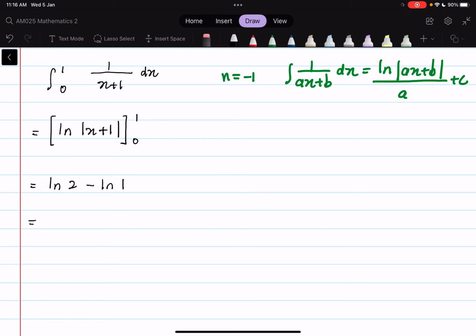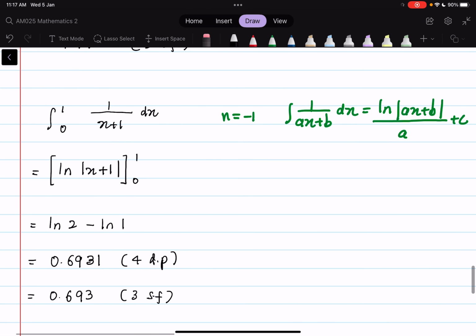So find the value in your calculator. We're going to get 0.6931, correct to 4 decimal places. And if you would like to write down your answer in 3 significant figures, you may write down 0.693. That's it.